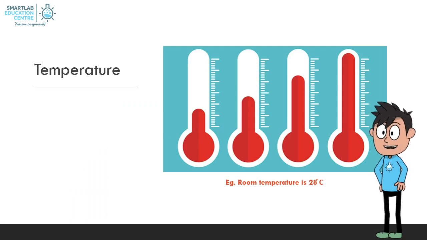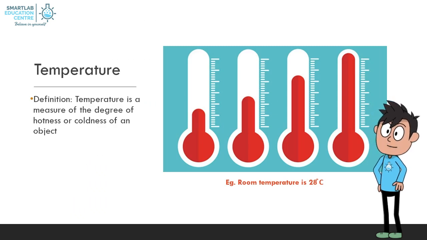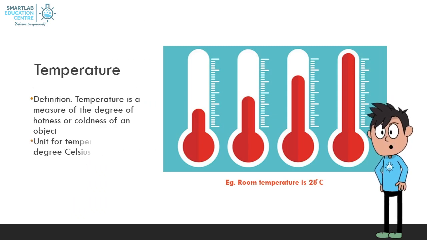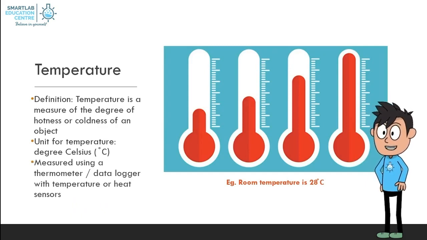Now, let's take a look at temperature. Definition of temperature. It is a measure of the degree of hotness or coldness of an object. The unit for temperature is degrees Celsius. Temperature is measured using a thermometer, or using a data logger with temperature or heat sensors.